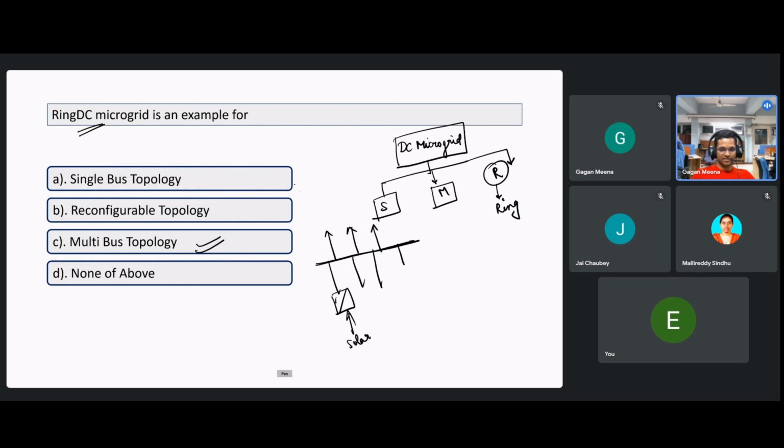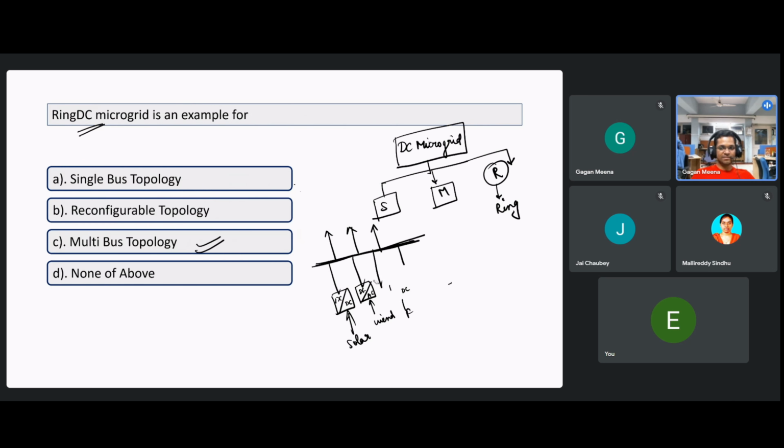If we have wind, then it will be AC to DC because the wind output is AC. If it is a fuel cell, then it is also DC to DC. If we have a battery, then also it is DC to DC. So this is a single bus. On a single bus, we are connecting all the loads and generating power.